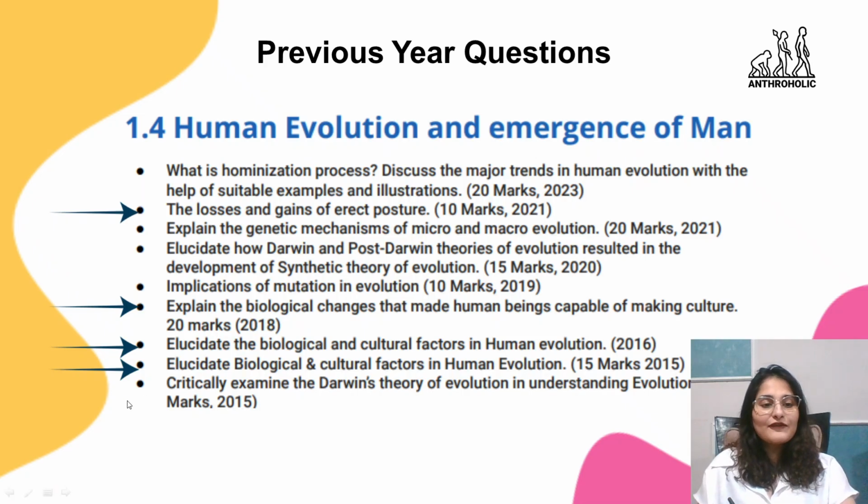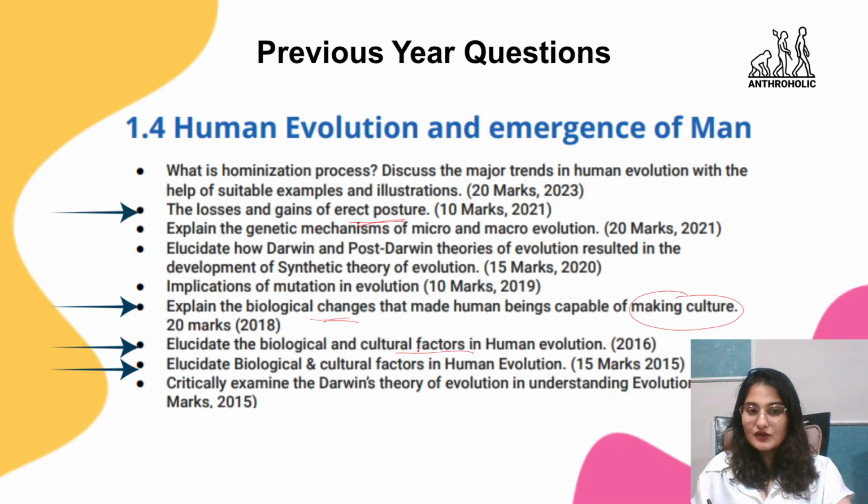Now, if we look at a few questions which have come from human evolution in particular, we can see a question in 2021, the losses and gains of erect posture. Then there is a question on biological changes that made human beings capable of making culture in 2018. The biological and cultural factors of human evolution has come twice, in 2016 and in 2015.